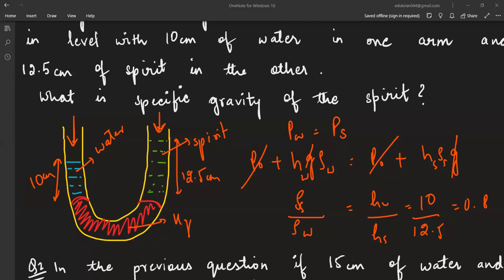Ma'am, what will be the unit? It's unitless because density, kg per meter cube, both will be cancelled. Okay.